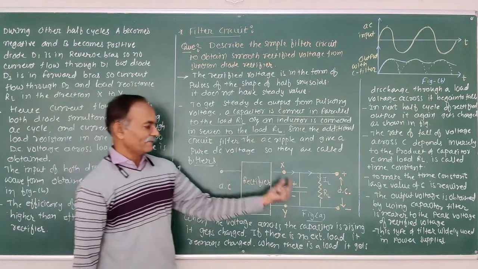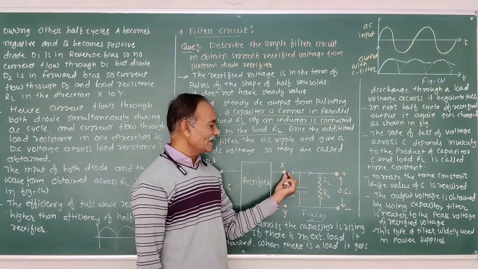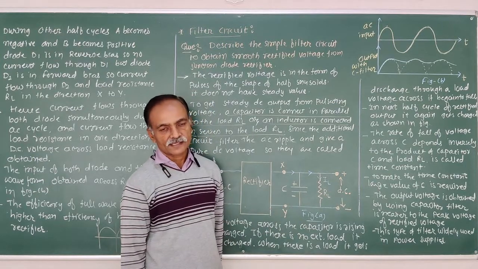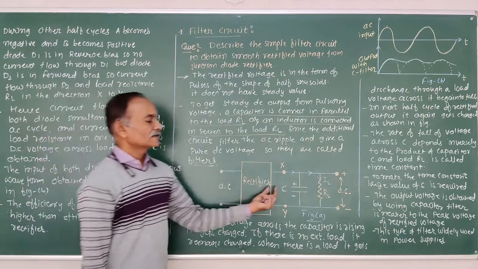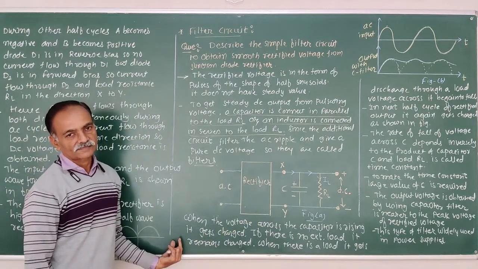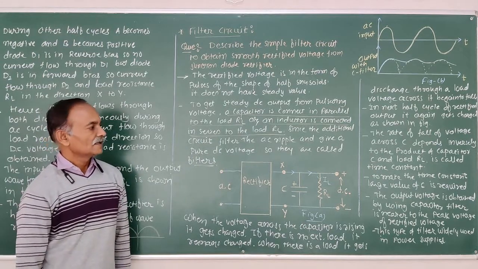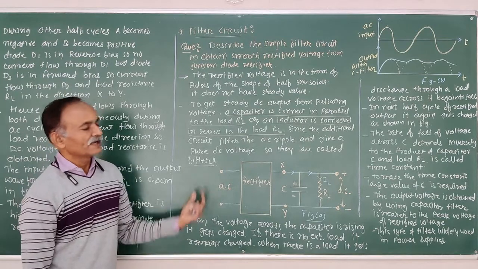By connecting the capacitor parallel to the load resistance, or instead of the capacitor, an inductor connected in series with the load resistance, the AC ripple is filtered from the rectified voltage, and we obtain the pure DC voltage. So this type of circuit or component is known as a filter.